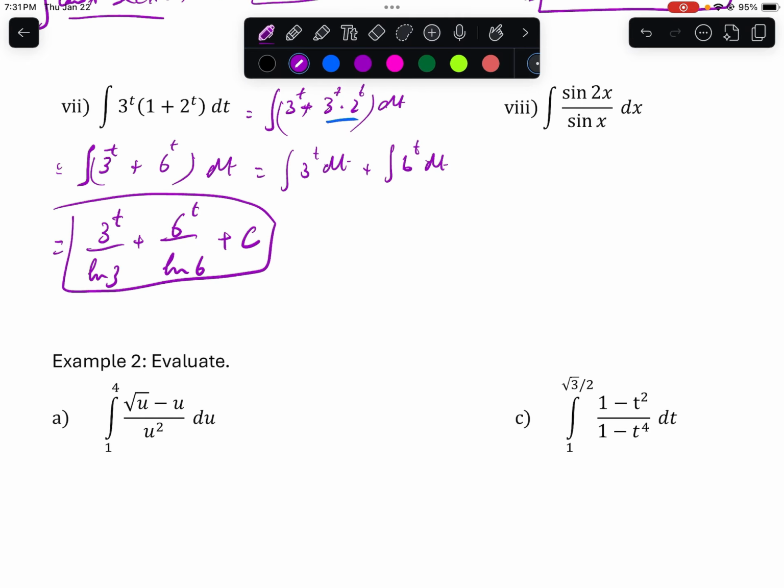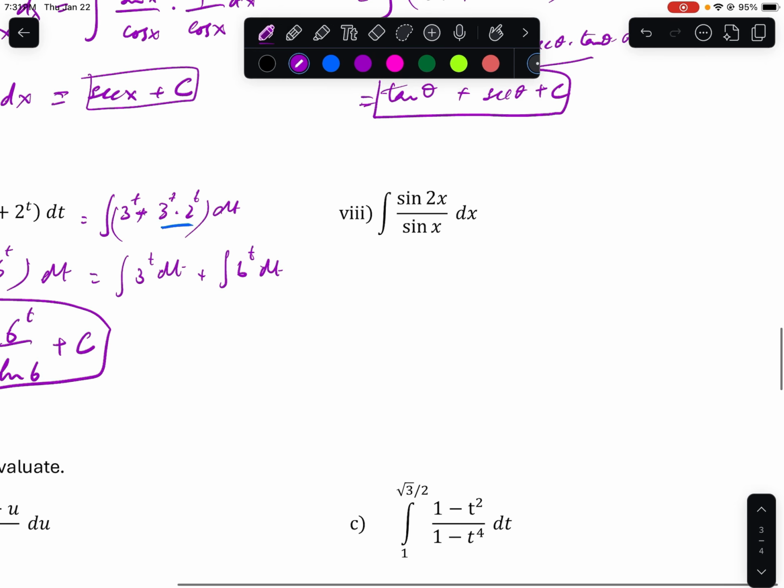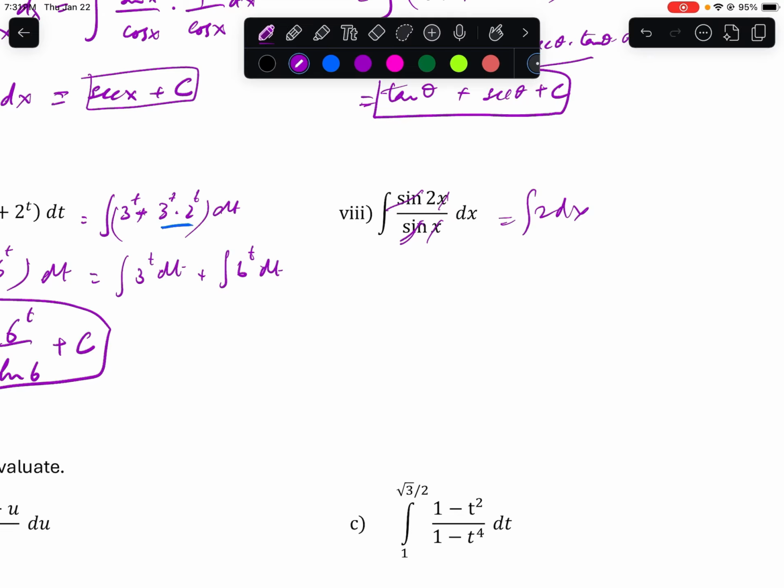Okay, what about the last one here? So can I do this? Sine cancels with sine, x cancels with x, and I'm left with 2 dx. Is that correct? No, no way. These are not being multiplied. These are functions. You cannot do this.